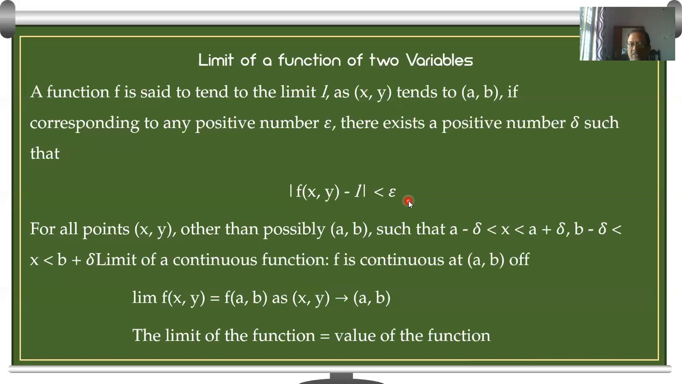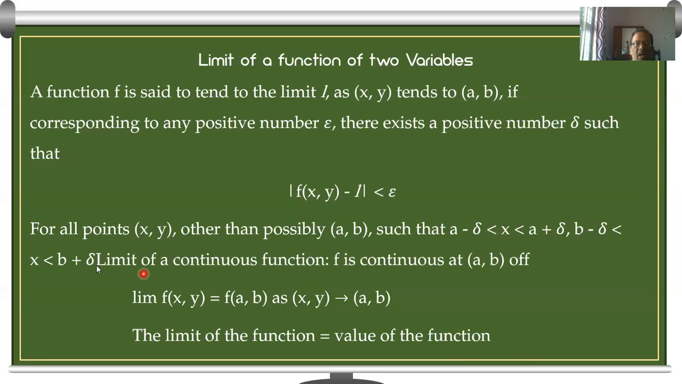It is a condition now. If the condition is false, then we can say the function f tends to L. L is nothing but the limit of the function. Next, what is the condition now? For all points x, y, other than possibly a comma b, such that the interval a minus delta less than or equal to x less than or equal to, the same in the neighborhood.